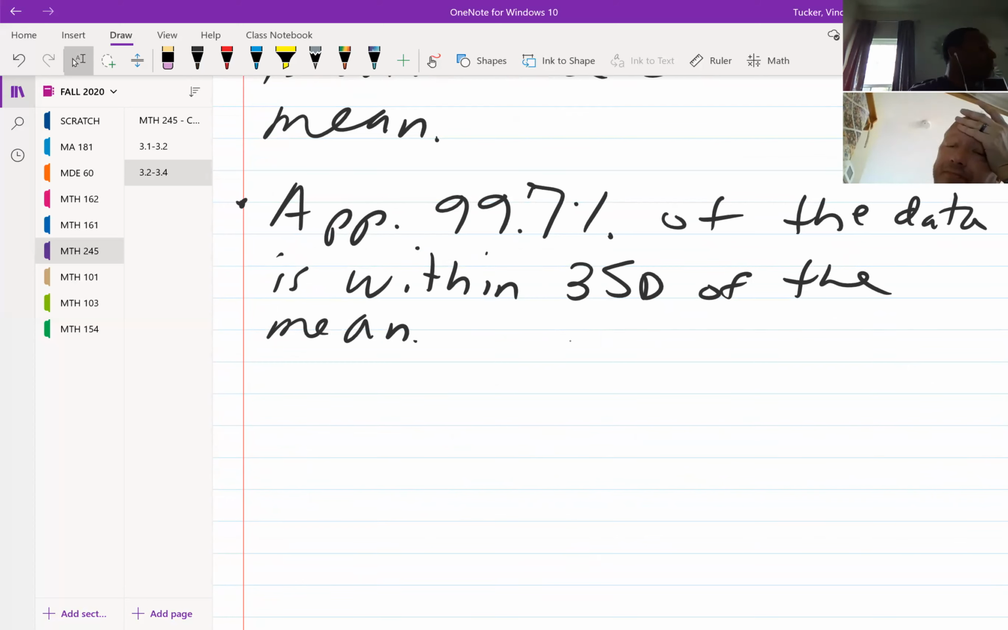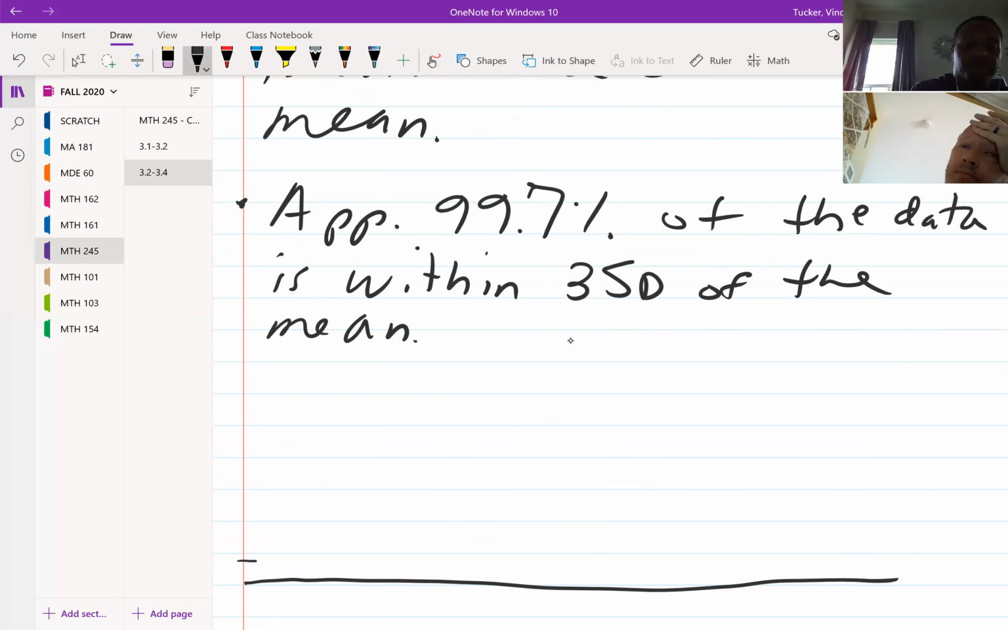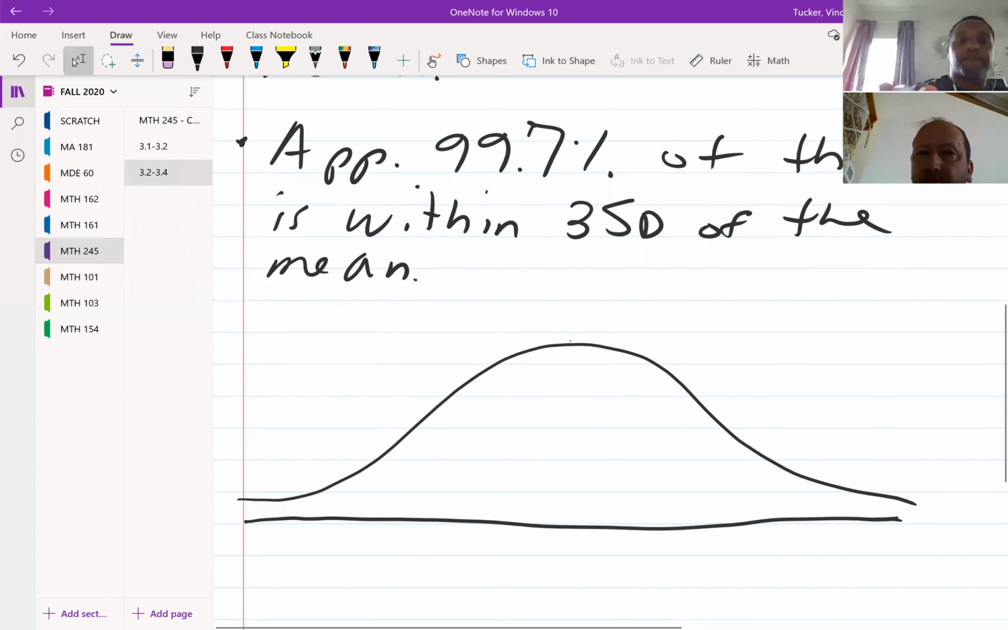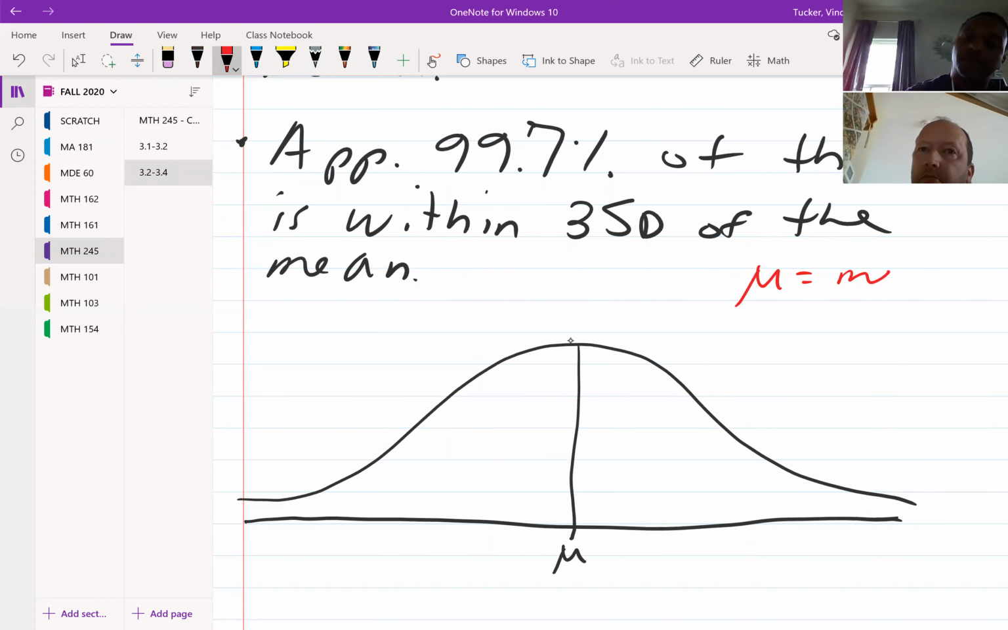All right, so now I'm going to do a diagram to show what that means, and then we'll actually do an application. I may need more room. Let's do this.